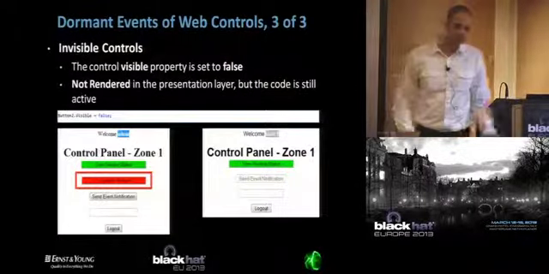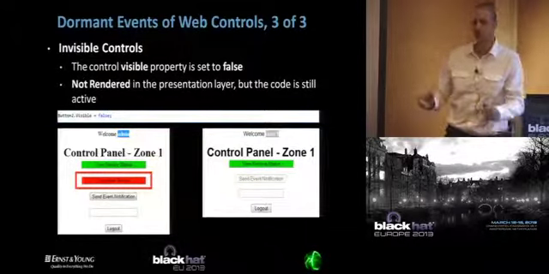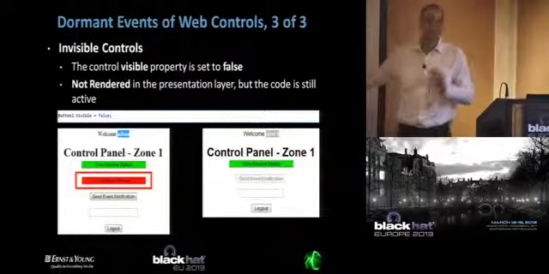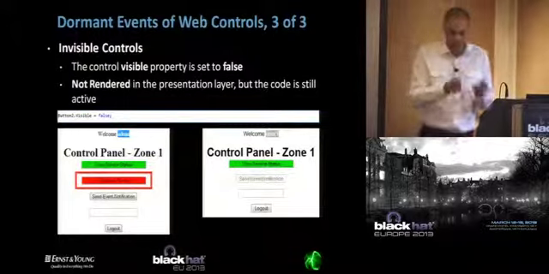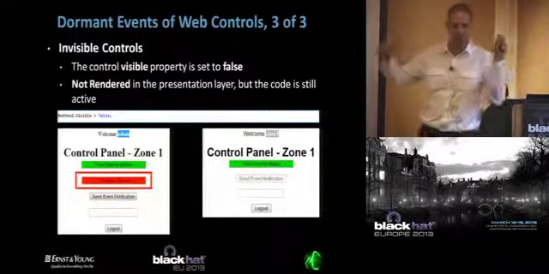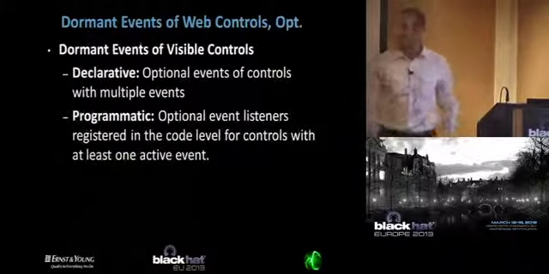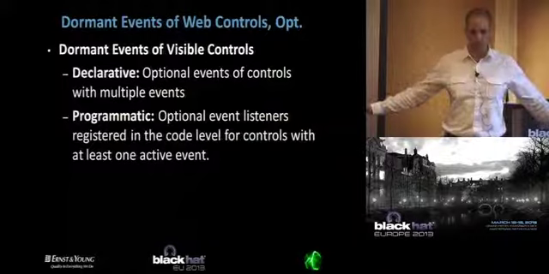The third type is the real deal. That's a truly invisible control, a control that had the visible property turned to false on the server side. That control isn't even rendered on the client side, except for the disclosure in the view state I just demonstrated. The last type is an optional event of an existing control.